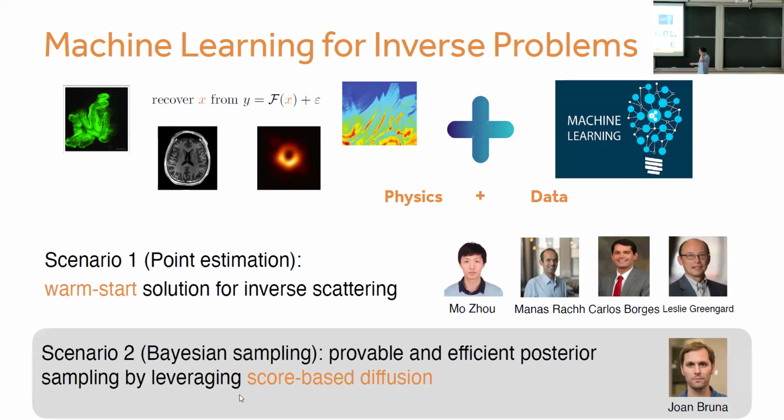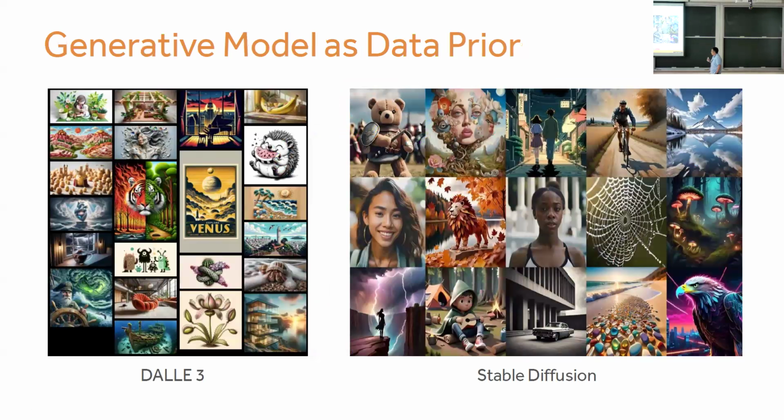So today, I will talk about a recent work in collaboration with Joan Bruna from NYU on using score-based diffusion models as a model for the data prior to provably sample the posterior distribution. Okay. So in order to talk about posterior sampling, I have to first talk about the prior distributions.